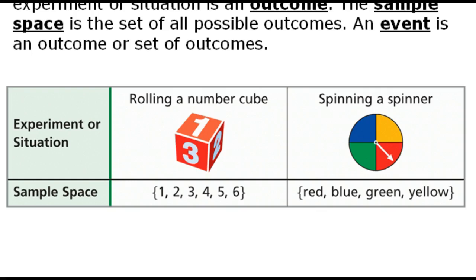Spinning a spinner, same thing. Outcomes: red, blue, green, yellow. It's a sample space. So it's important to know what those terms, sample space, events, and outcomes, are talking about.